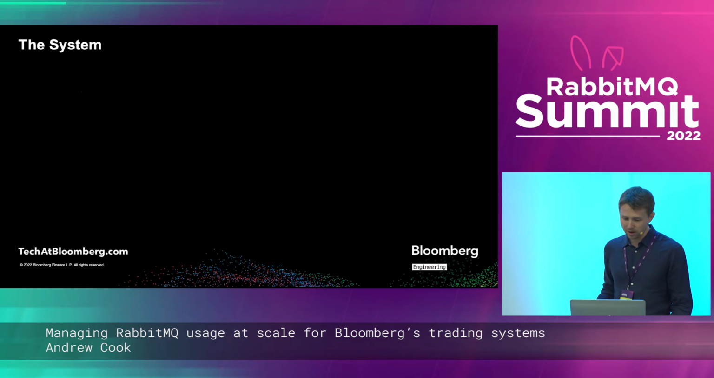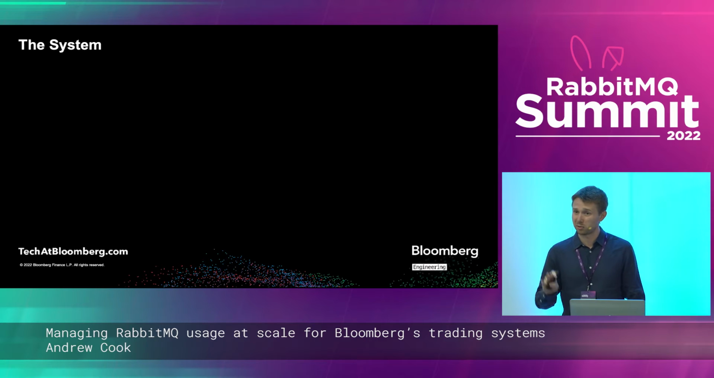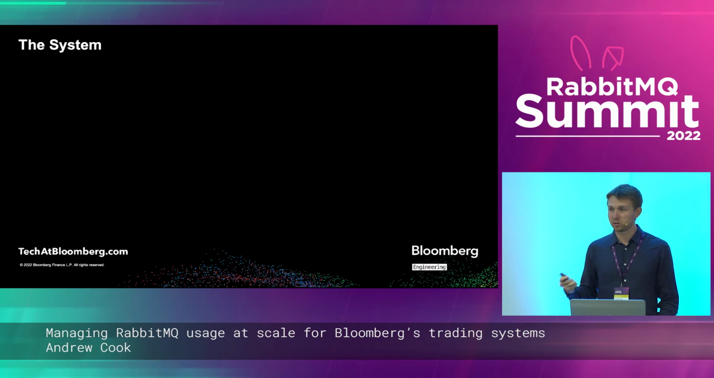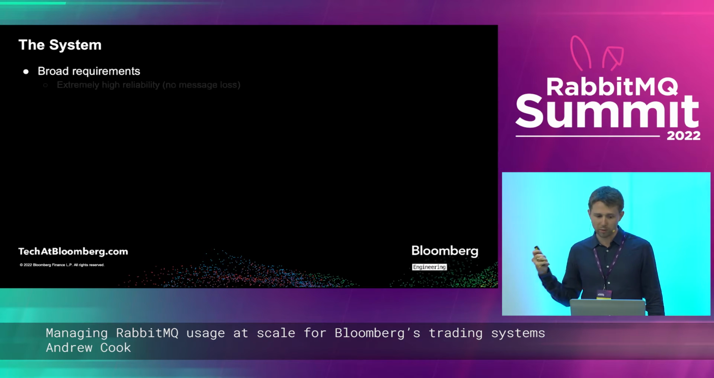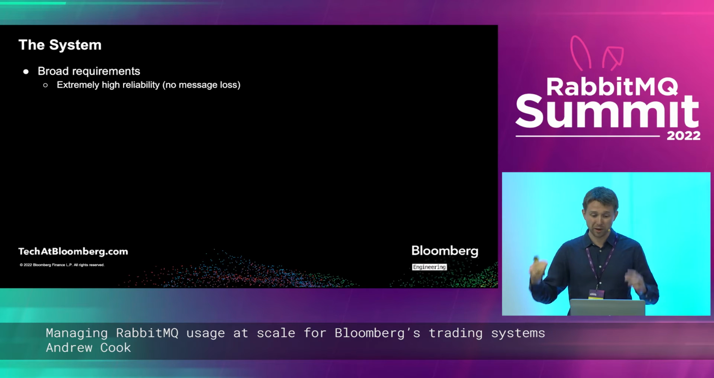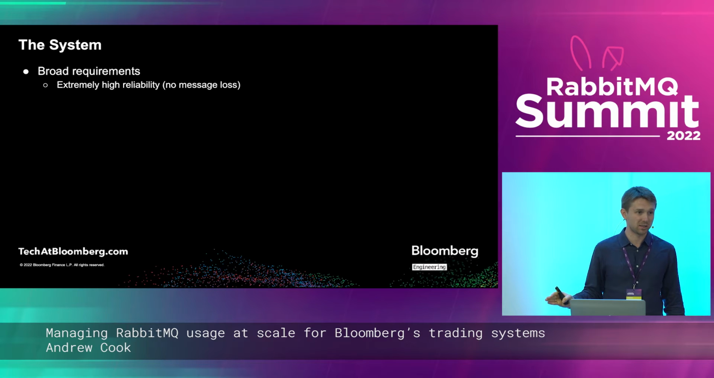Now to talk maybe a bit more about the system from the engineering side, what sort of problems we face, and as we'll soon get into, how we use RabbitMQ to address some of these problems. So some of the broad requirements. As I've already referred to, we obviously need to have very high reliability. We target 0 message loss in our system, right?